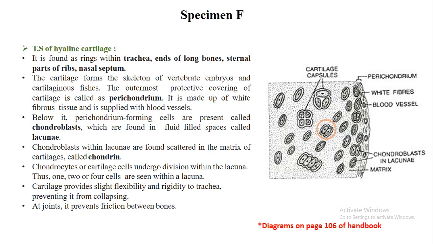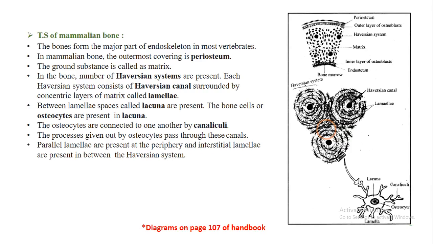So this was about the transverse section of hyaline cartilage, which can be the first specimen for spot F, and the diagram for this specimen you will find on page number 106 of your handbook. The next one is transverse section of mammalian bone. So students, if you take a transverse section of the mammalian bone, this is the structure that you see.